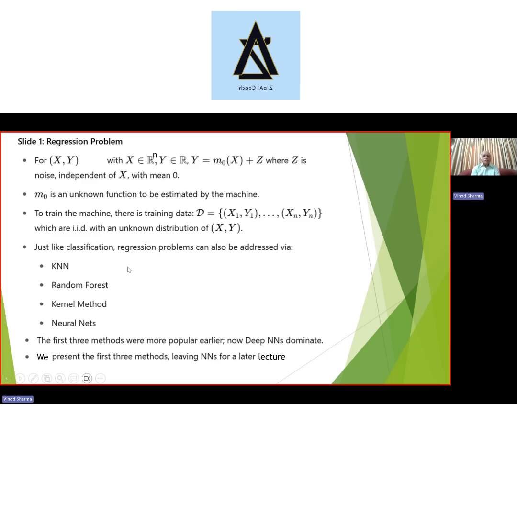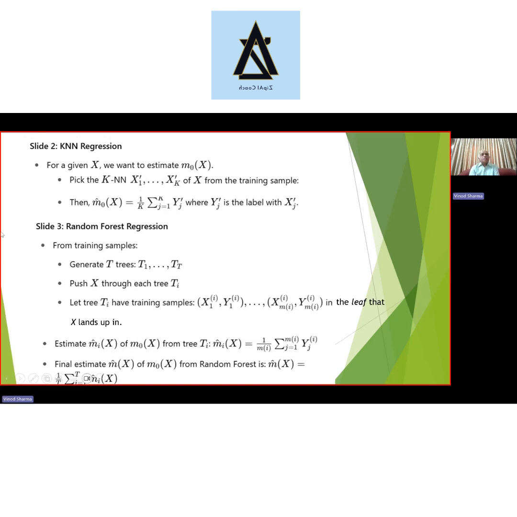Just like for classification, for regression also we use the same methods: KNN, random forest, kernel method, and neural networks. As before, in classification, random forest and kernel were the most used methods till 2010, but now neural networks have taken over. So in the rest of this video, we are going to talk about the first three methods for regression, as we have done for classification, and neural network methods we will leave for later videos.